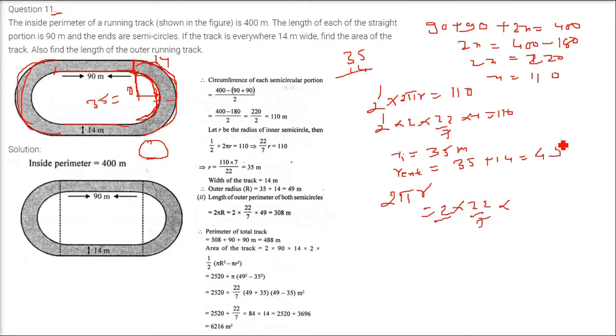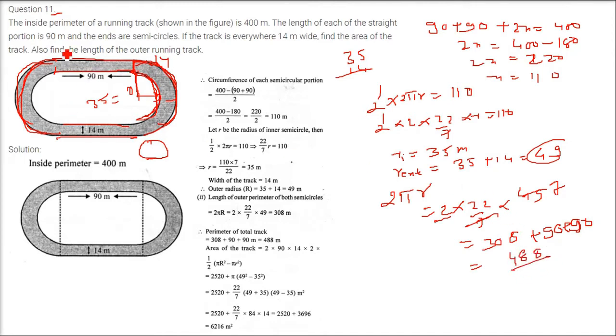What is the radius of the outer one? 49. So 7 sevens are 49. What do you get? You get 308, this one and this one. Now this is 308 and this is 90 and this is 90. So 308 plus 90 plus 90 will be the outer boundary or outer length, and this is going to come as 488. Okay, so we got the outer length.